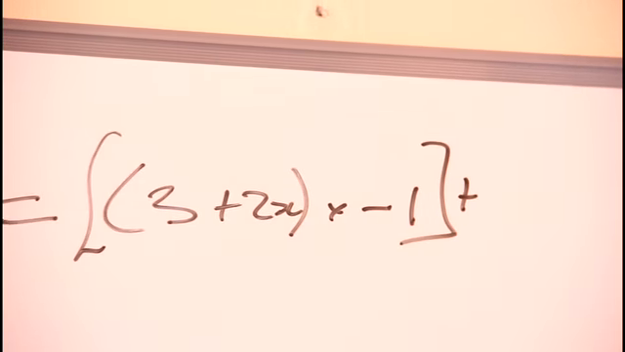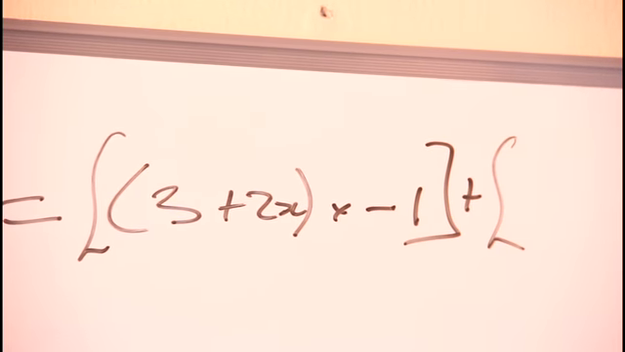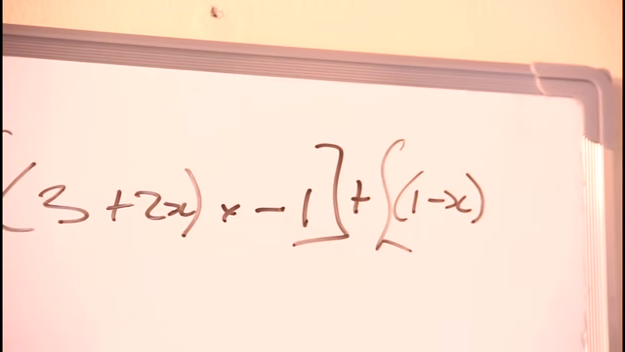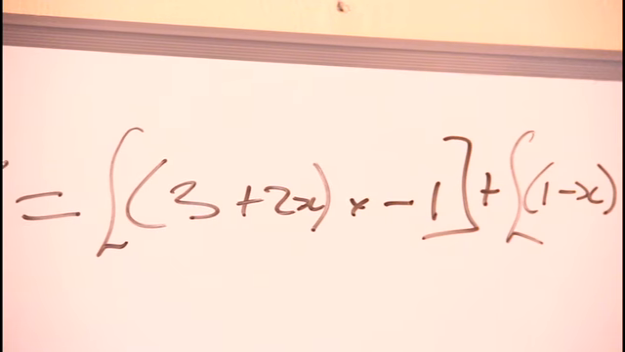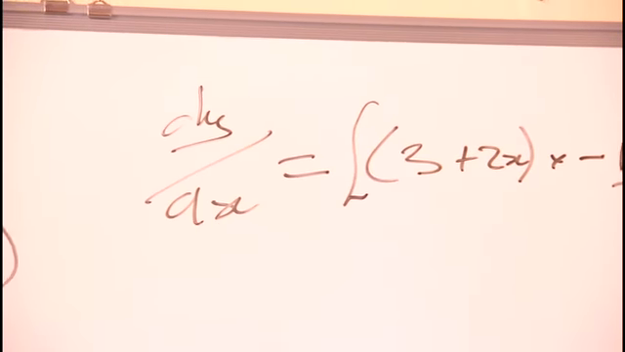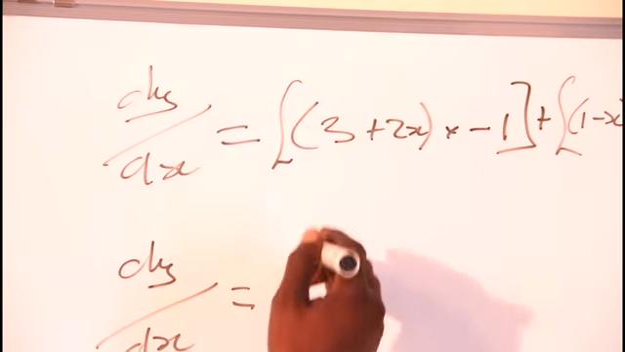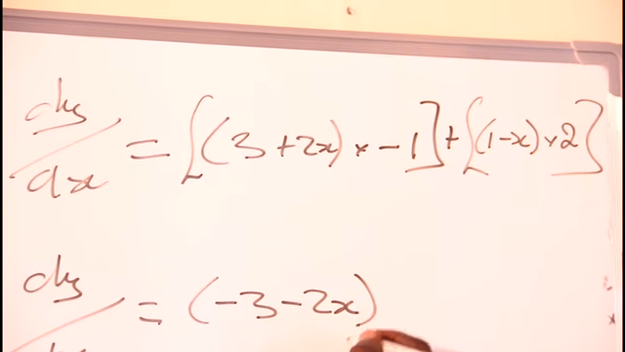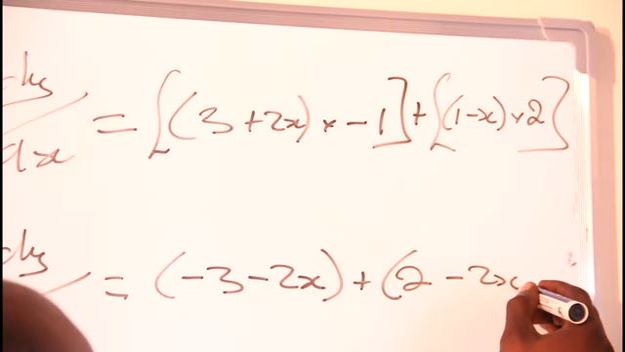Then we'll now say plus, and I will open another parenthesis. What is my v? My v is 1 minus x. Then my du over dx will be 2. Now say times 2, like this. So with this now, what I just need to do is to simplify further. Let me simplify it. Dy over dx will be equal to, now when I open this, that will give me minus 3 minus 2x, like this. Then the other one will now be plus 2 minus 2x.